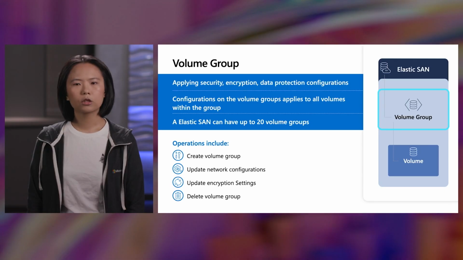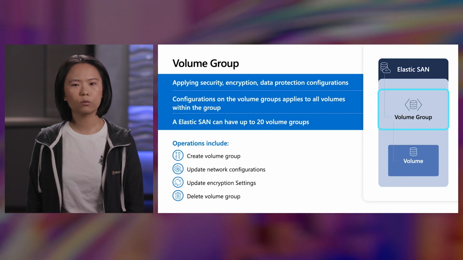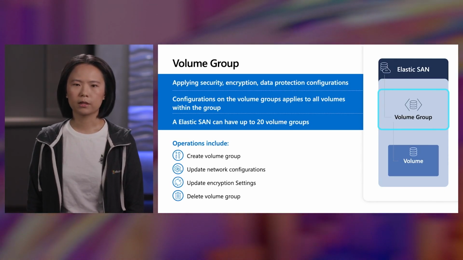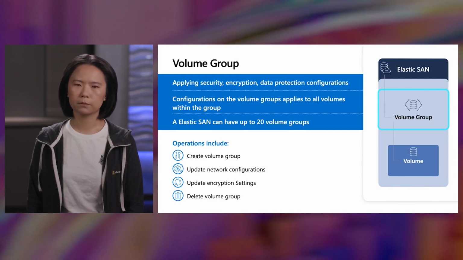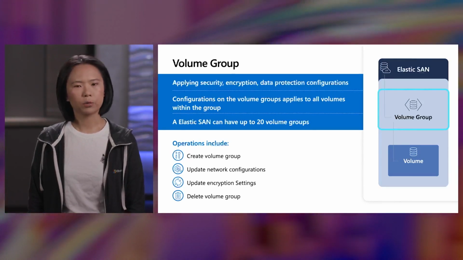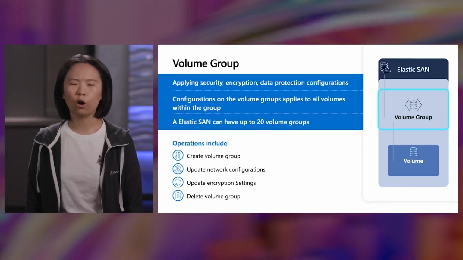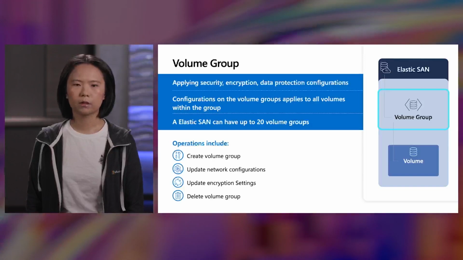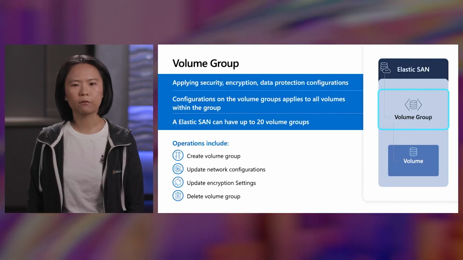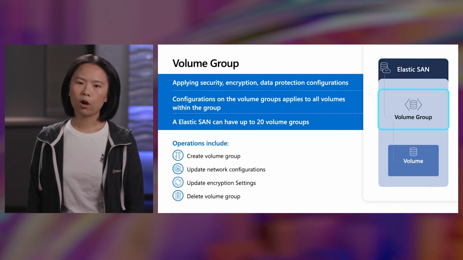The next layer is the volume group. Storage administrators can use a volume group as a container for volumes that serve one target workload. Then apply encryption and network security settings on the group, which get trickled down to all volumes in that group. A SAN can have up to 20 volume groups. We will talk about how to configure network security rules to grant data access over the network as an example.